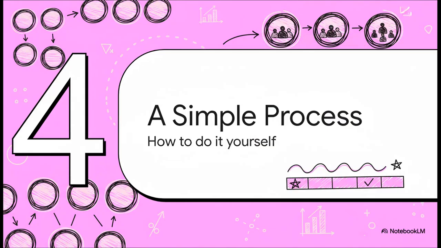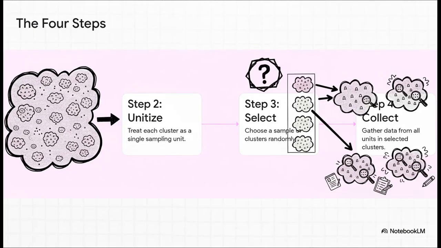So we've covered the what and the why. Now let's get practical. How would you actually do this yourself? Don't worry, it boils down to a pretty simple four-step process. Let's quickly walk through it. First, you define your whole population, all your customers, and divide them into clusters, like our neighborhoods. Second, you treat each whole neighborhood as a single item on your list. So now your list isn't thousands of people, it's maybe 50 neighborhoods. Much easier. Third, you randomly select a sample of those neighborhoods. And fourth, you go out and collect your data from every customer inside those chosen clusters.